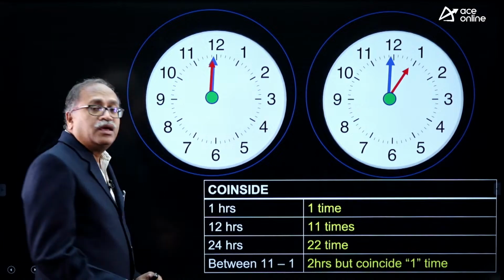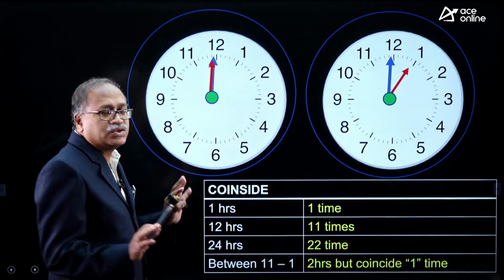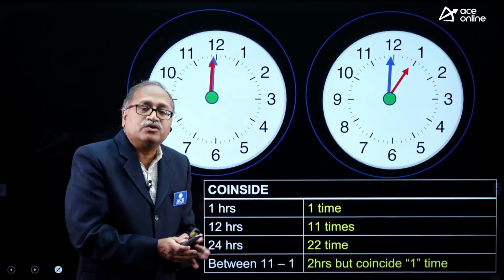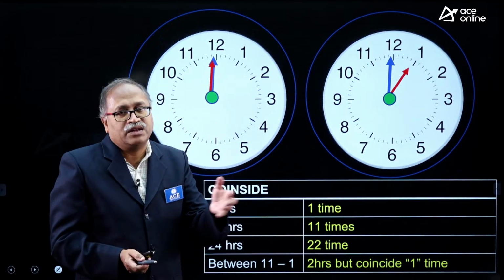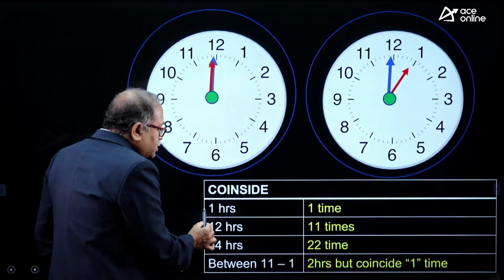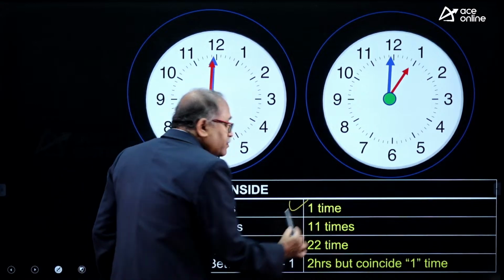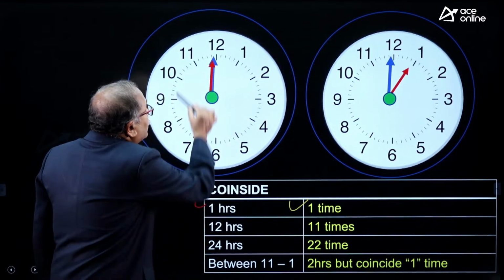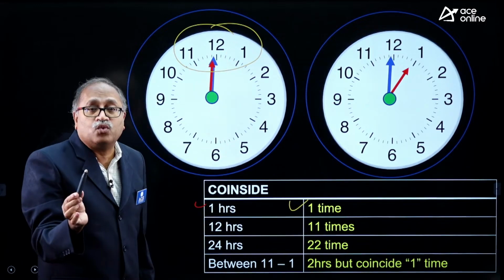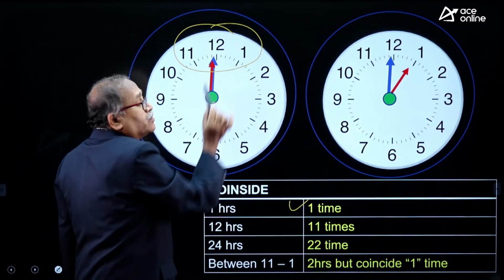Before I move forward, I am not going into detail of all the right angle, opposite and all. I am just showing you about the coincide. Because if you want to go through all these at the fundamental level, you have to enroll in our recorded course. So, okay, in 1 hour, in general, the hands coincide one time. But when it comes to 12 hours, as there is only one coincide in between 11 to 1, 2 hours, one coincide.